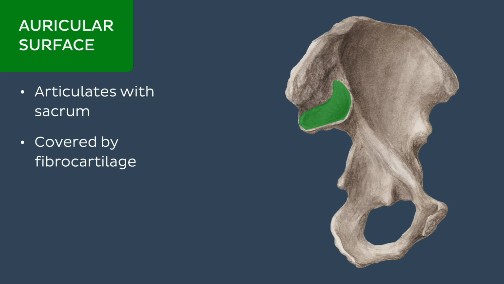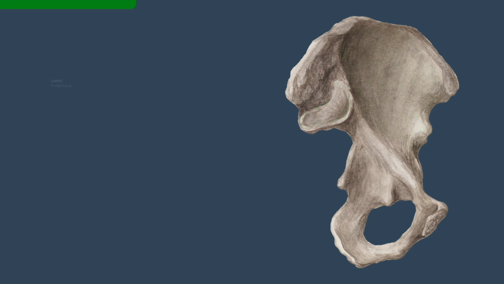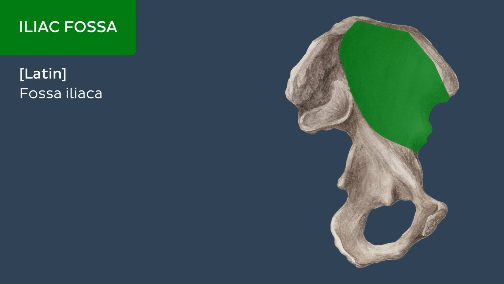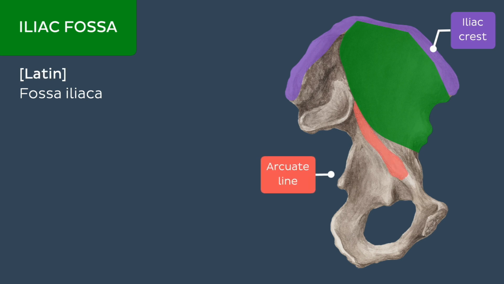Contributing to most of the internal surface of the wing of the ilium is the iliac fossa. As you can see, it is a large, smooth, concave surface found on the medial aspect of the hip bone. The iliac fossa is bordered superiorly by the iliac crest and inferiorly by the arcuate line.